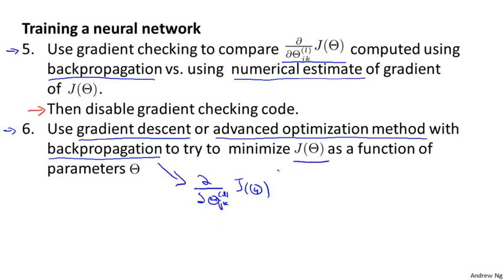And by the way, for neural networks, this cost function J of theta is non-convex, and so it can theoretically be susceptible to local minima. And in fact, algorithms like gradient descent and the advanced optimization methods can, in theory, get stuck at local optima. But it turns out that in practice, this is not usually a huge problem.